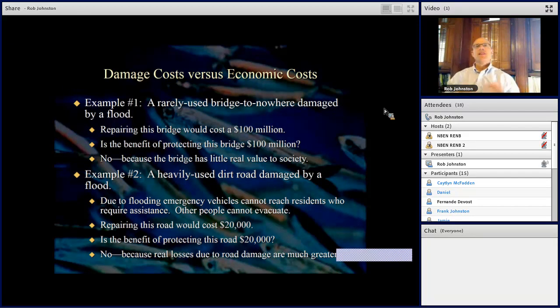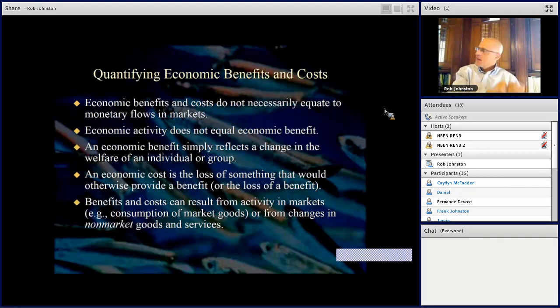So the point is that the cost of doing something or the cost of repairing something is not the same as the value of something. And what damage costs simply are is the cost of repairing something, which doesn't necessarily tell us anything about what that's worth, right?